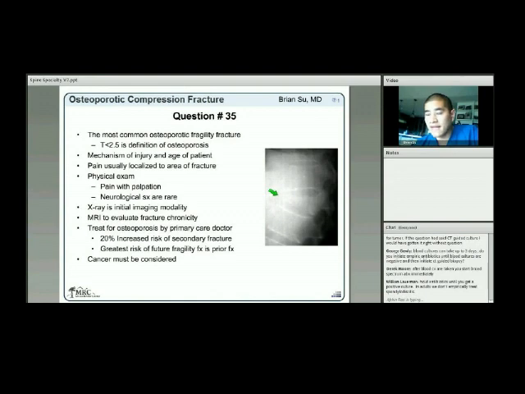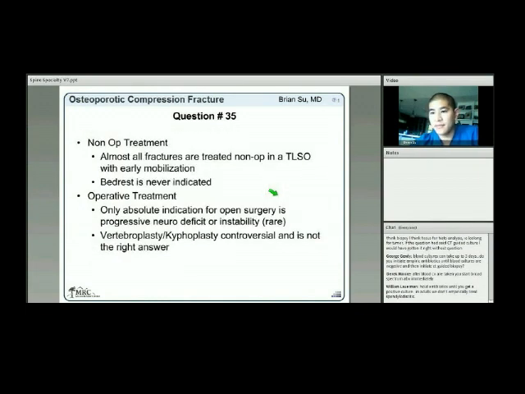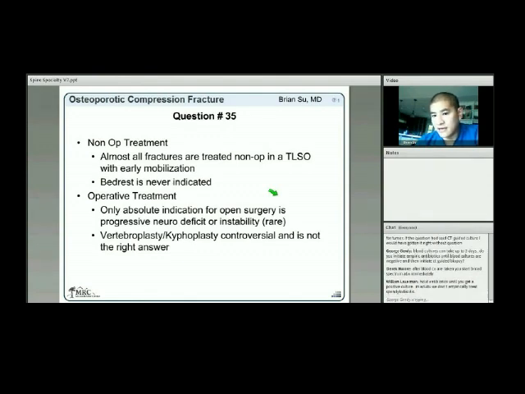And the one thing you have to be thinking of is ruling out cancer. In older patients, these can be metastatic lesions, they can be myeloma, and they can definitely get compression fractures as a result of weakening of the bone. Almost all vertebral compression fractures in osteoporotic patients are treated non-op with or without a brace. Bed rest is never indicated.